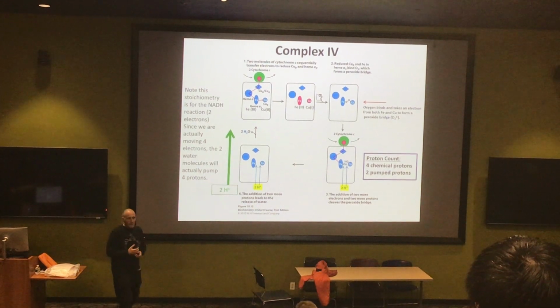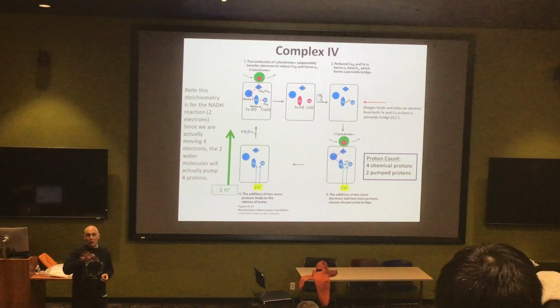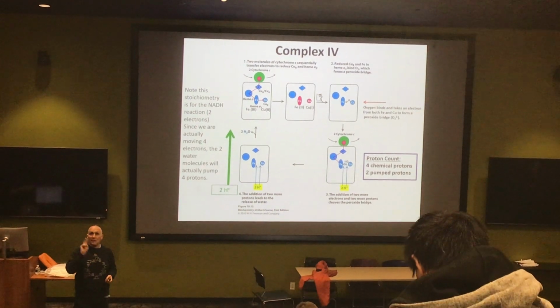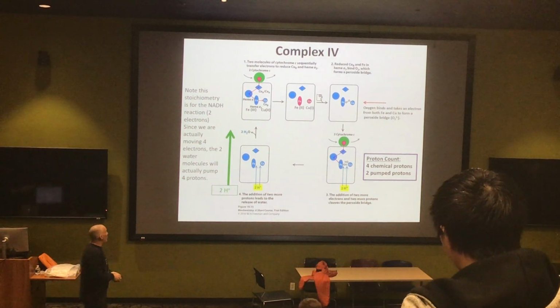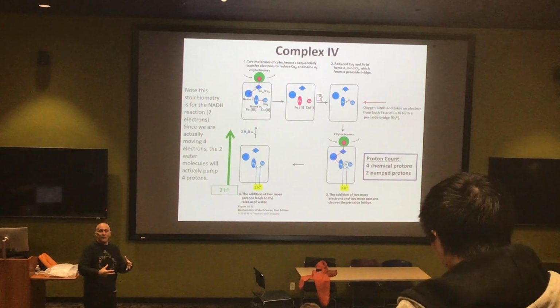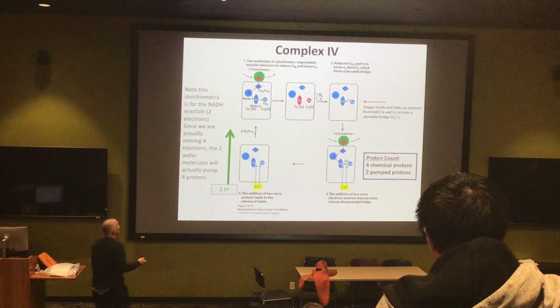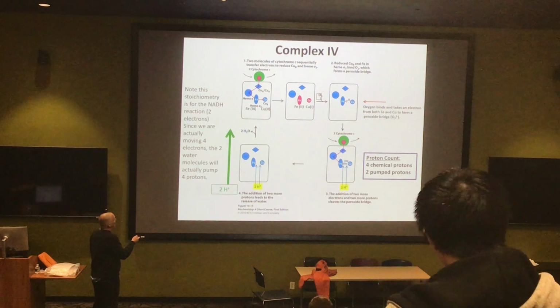Complex 4, also a proton pump, so that's beneficial. This is going to happen in 2 discrete stages, right? Because remember, we have 2 cytochrome Cs coming in, so that's going to be really critical. Also critical are going to be the specific electron acceptors, the various cofactors that are actually present. Most of the interesting things are going to happen here at this iron-copper combination.